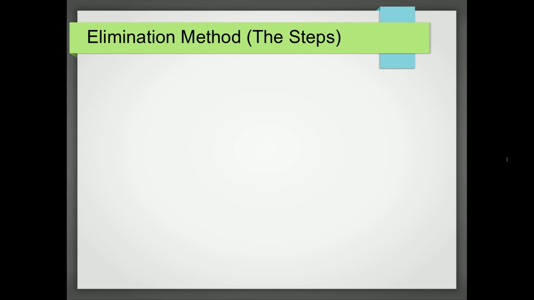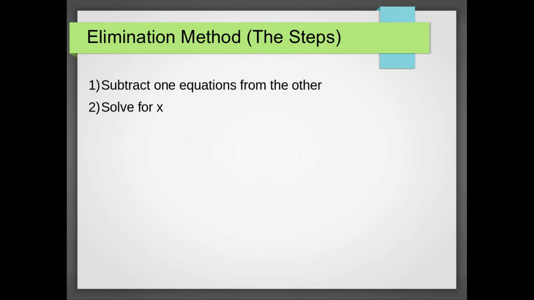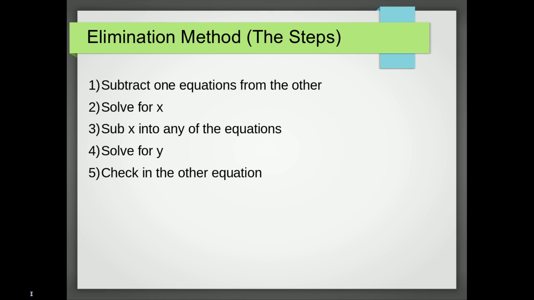So what are the processes we're going to have to go through? Well, this time, rather than adding the equations, we subtract one from the other, because if we subtract something from itself, it cancels out. That will give us an equation just in x. So we solve for x, and then we substitute it into any of the equations. I typically tend to pick the one with the smallest number of y's, but it doesn't really matter. We then solve that equation for y, and just like in the type 1 equations, we check in the other equation.